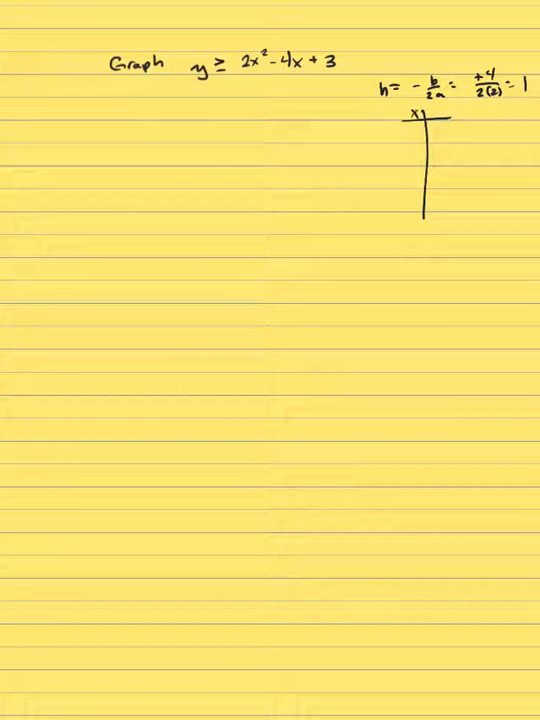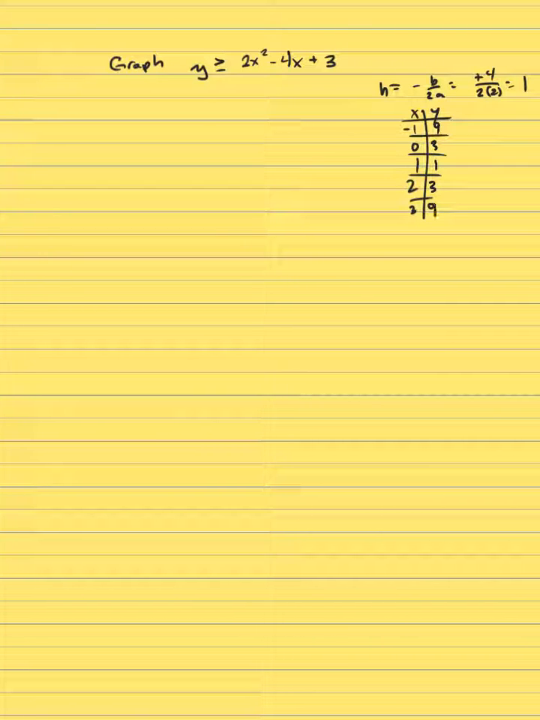So again, I make my t-chart with 1 at the middle, pick numbers around 1. When I plug in negative 1, I get 2 plus 4 plus 3, so that's 9. When I plug in 0, I get 3. When I plug in 1, I get 2 minus 4 plus 3, which is 1. When I plug in 2, I also get 3. When I plug in 3, I get 9.